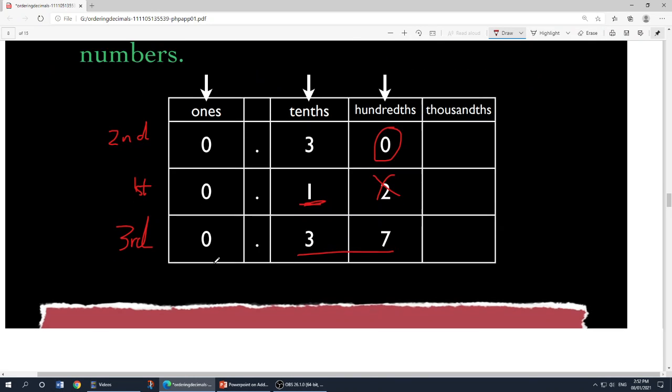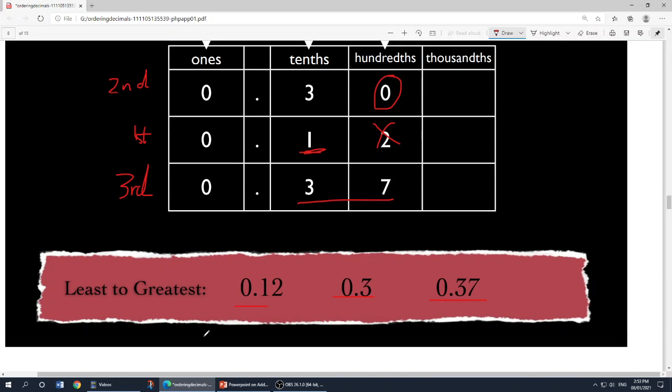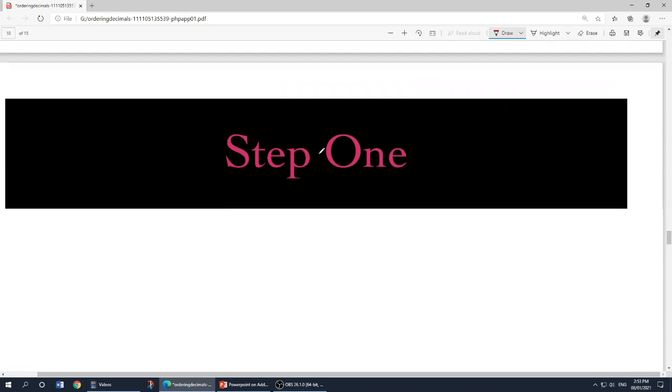Okay, and then if we line them up from smallest to biggest, that's exactly what we find here. So 0.12 is the smallest, and 0.37 is the biggest. So just remember, if you have two numbers that are the same up until here, you look and see which one has a bigger hundredth. So 7 is bigger than no hundredths, so it's the bigger number. Okay, let's try that again, shall we?